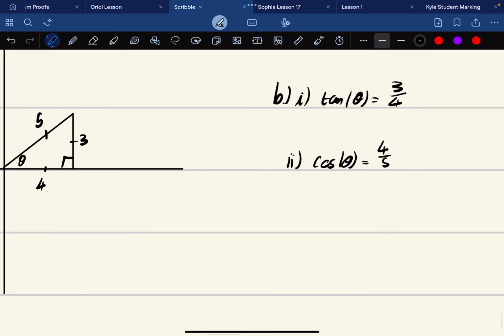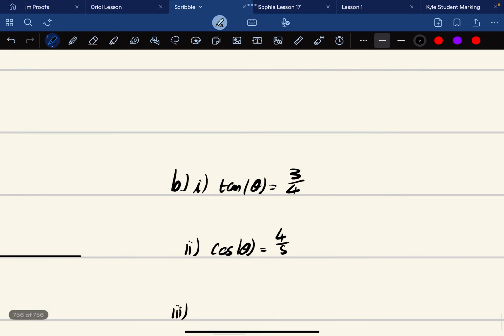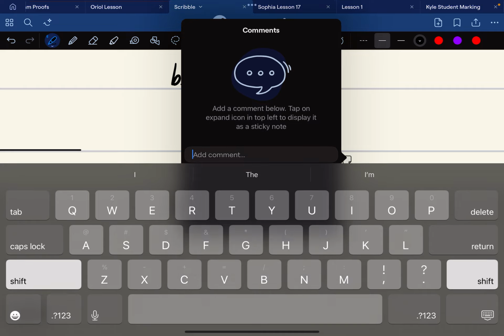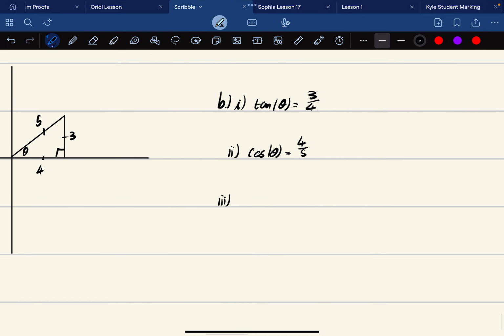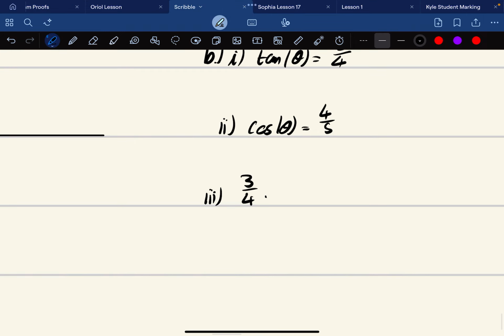And then B, III says, what is tan theta times sine theta? We know tan theta is 3 over 4. We know sine theta is 3 over 5. So this is equal to 9 over 20. Excellent. Just going to check the memo on this document just to make sure I'm not rushing and lying to you. 3 over 4, 4 over 5, 9 over 20. Excellent. Okay.